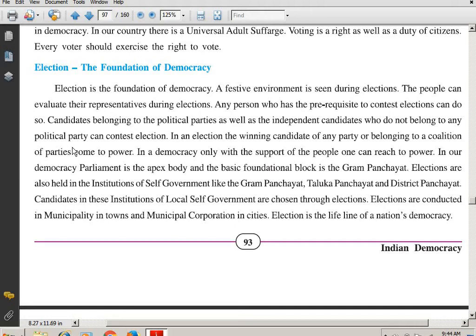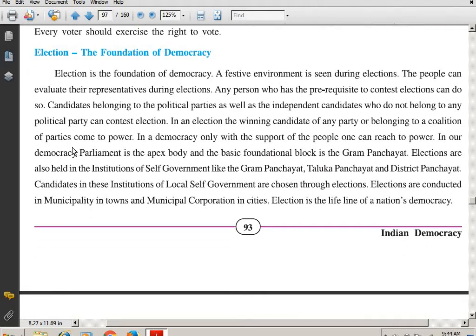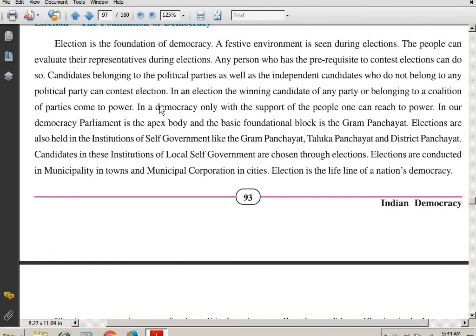In an election, the winning candidate of any party, or belonging to a coalition, that is a joint front of parties, comes to power. In a democracy, only with the support of the people can one reach power. If the people are not supporting, you will not get their votes, and you will not be able to go for campaigning and so on. So students, the support of the people is required.